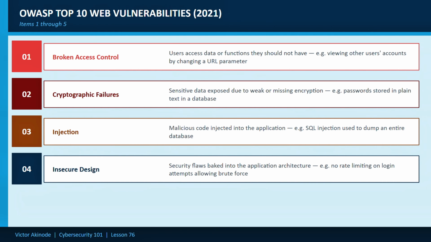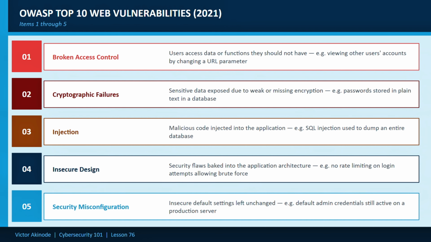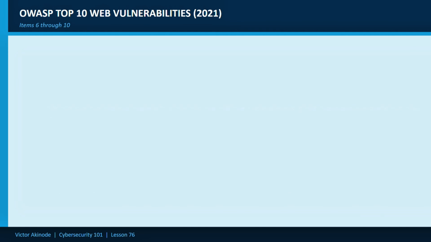Number 4 is insecure design, and this means that security flaws sometimes exist in the application architecture itself. Example of this is missing rate limiting on login attempts, which allows unlimited password guessing. Number 5 is security misconfiguration. This has to do with insecure default settings or improper configurations. Example of this is default admin credentials like admin or admin password that is still active on production systems.